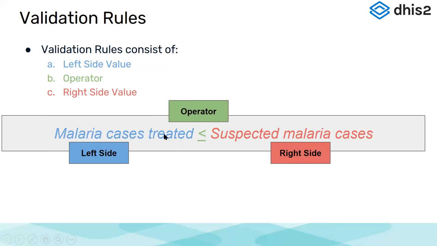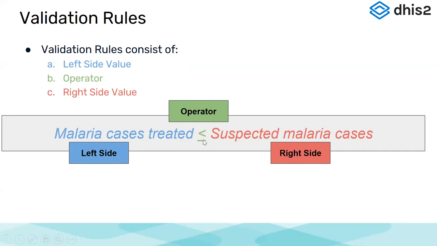We have an example of malaria case treated, and we are comparing against all suspected malaria. So the validation rule here will set that malaria case treated should be less or equal to all suspected malaria cases. You understand here, the idea is that the cases which have been treated cannot exceed all the cases we receive at a given health facility.